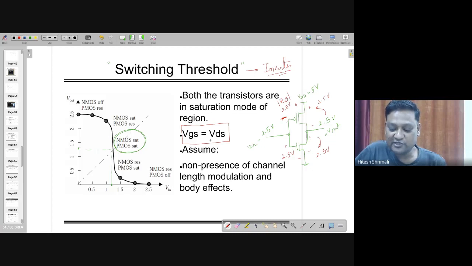So, non-presence of channel modulation and body effect. This is what we are saying. And when we are doing this, we assume that the body of both the transistors is connected to the source of the respective transistor, right?